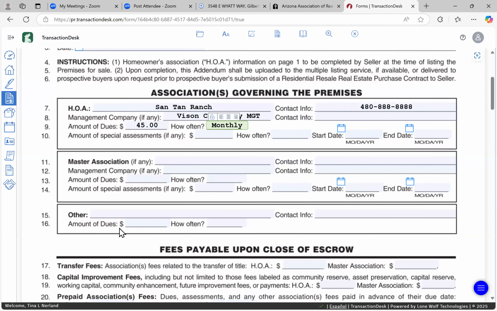Other, is kind of what else? What other kind of fees would there be? I don't know the exact name, but I think it's an FTD or something.